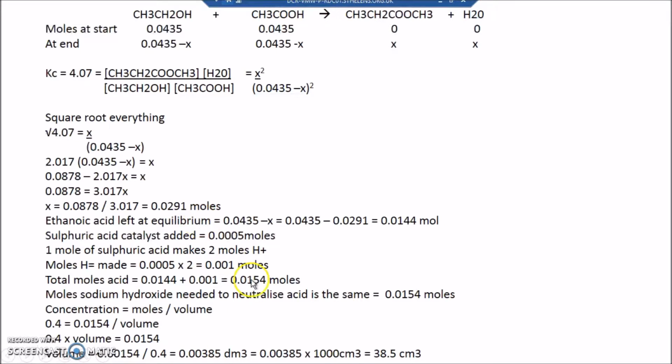Now it says it wants it in centimeter cubed, so to turn decimeter cubed, a larger unit value, into centimeter cubed, I multiply by 1000, so it turns out to be 38.5 centimeter cubed of sodium hydroxide that I need.